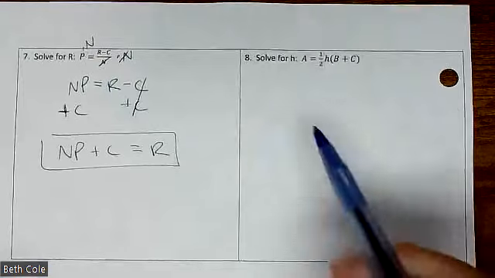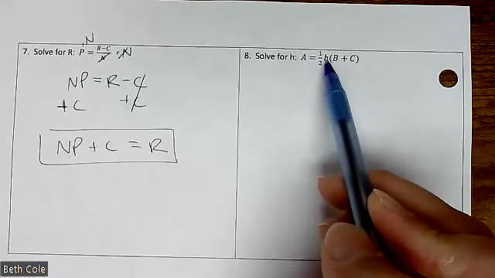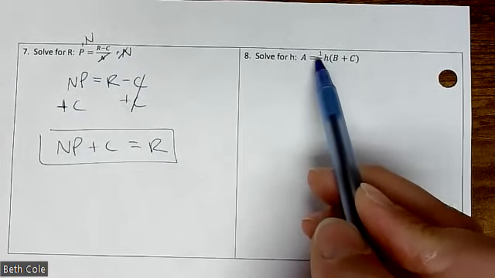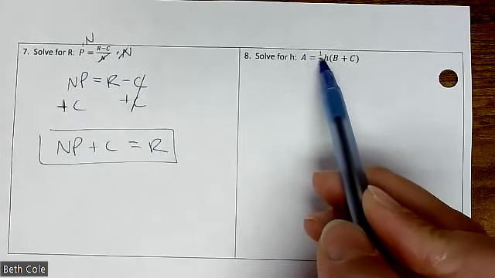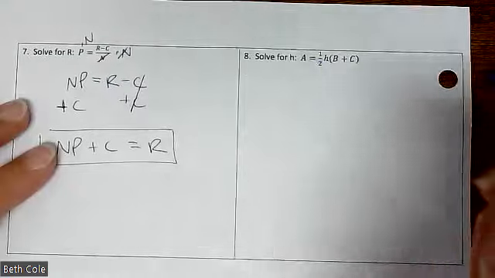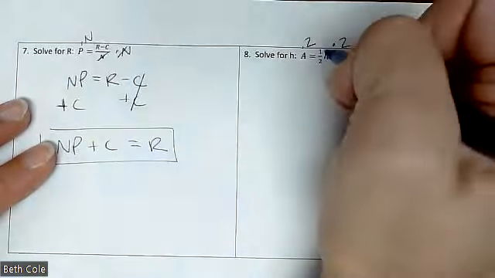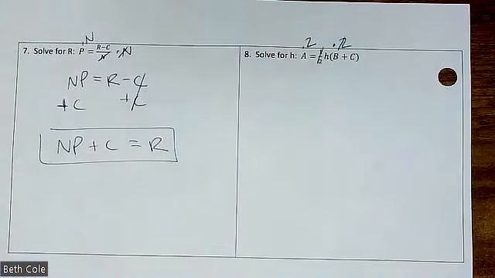All right, last one, solve for H. That means leave H where it is. First, let's get rid of the 1/2. This bar means divide, so we want to multiply. We're going to multiply both sides by 2. That will cancel that out. As a further question, let's pretend it was a 1/3. Then you would multiply by 3. If it was a 1/7, you would multiply by 7.